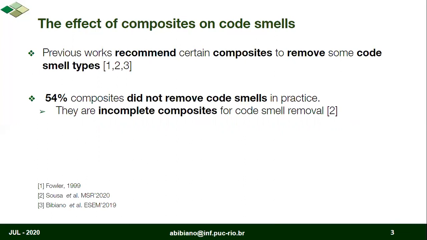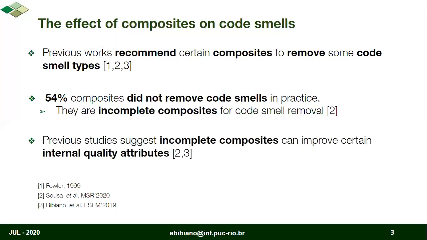A composite is incomplete when it has at least one refactoring type to remove a certain type of code smell, but the composite did not remove this code smell. Previous studies suggest that incomplete composites can improve certain internal quality attributes such as scope and cohesion. However, these studies did not present empirical evidence about that.